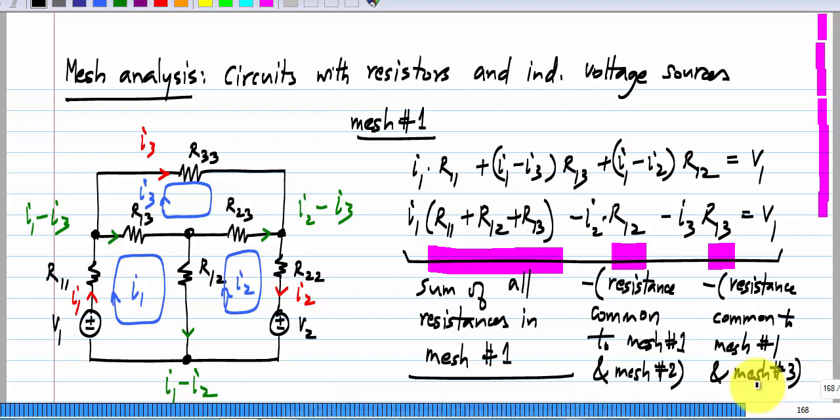So what's the summary here? If you write the Kirchhoff's voltage law equation around a particular mesh, it will have terms containing all the mesh currents. Now the coefficient of the mesh current for that mesh would be the sum of all resistances in the mesh, and the coefficient of the other mesh currents would be the negative of resistance which is common to this mesh and that particular mesh. So again the pattern is exactly the same as nodal analysis, right?